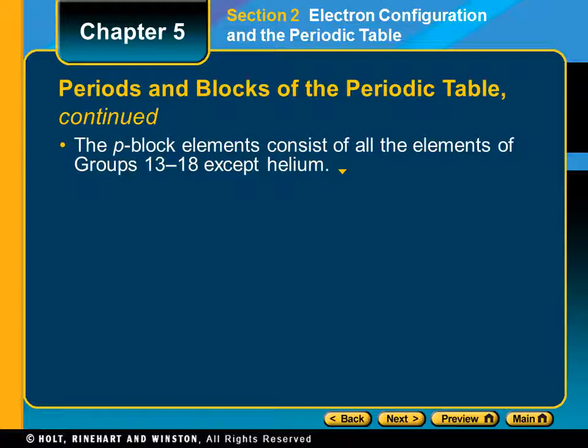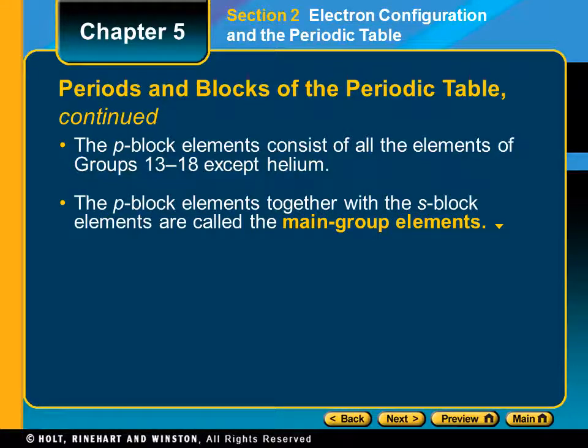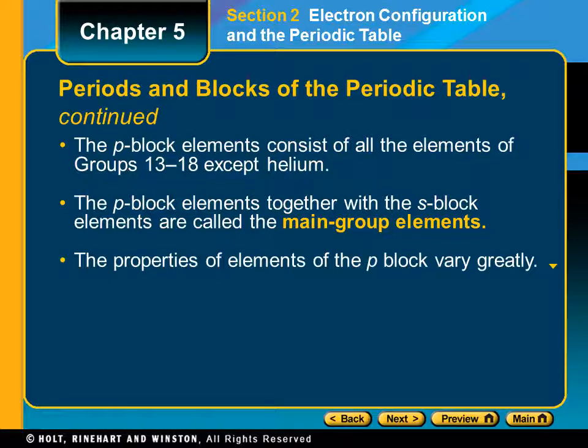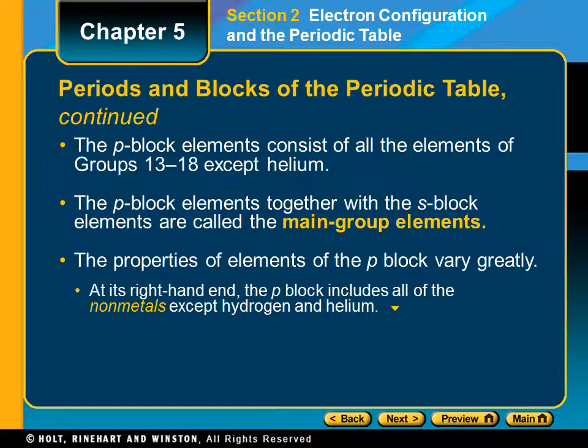The p block elements consist of all the elements in groups 13 through 18 except helium. We already talked about helium. It's in the s block. It's unique in at least that sense. P block elements together with the s block are called the main group elements, and you can tell visually which are the main group elements just by how the periodic table is laid out. The properties of elements of the p block vary greatly, so there is no standard here.